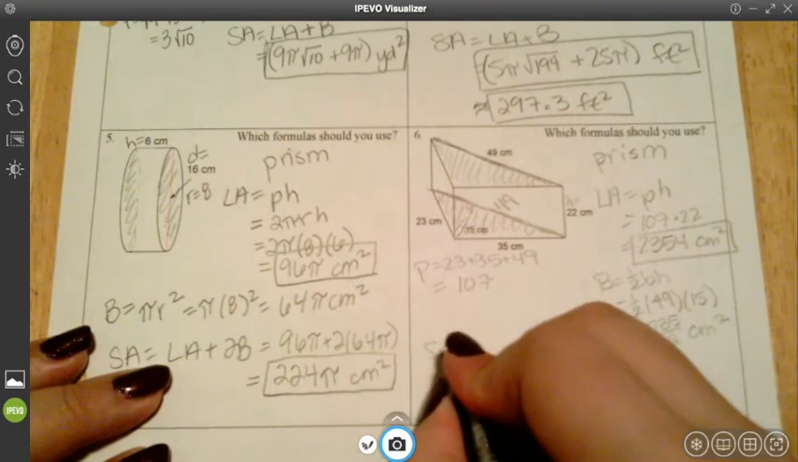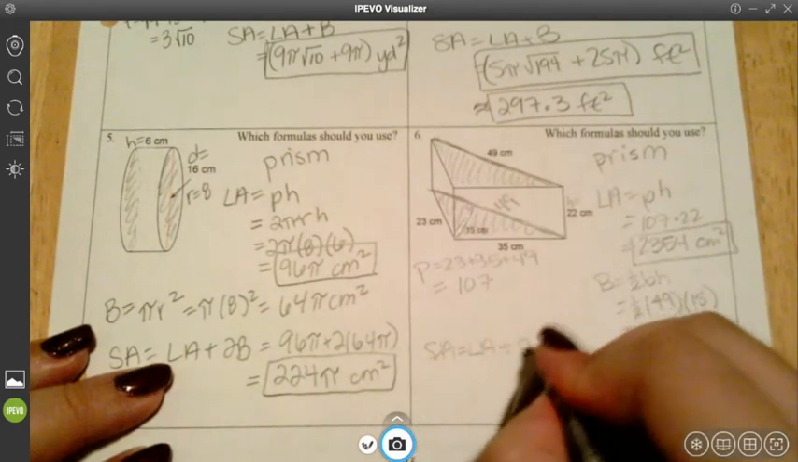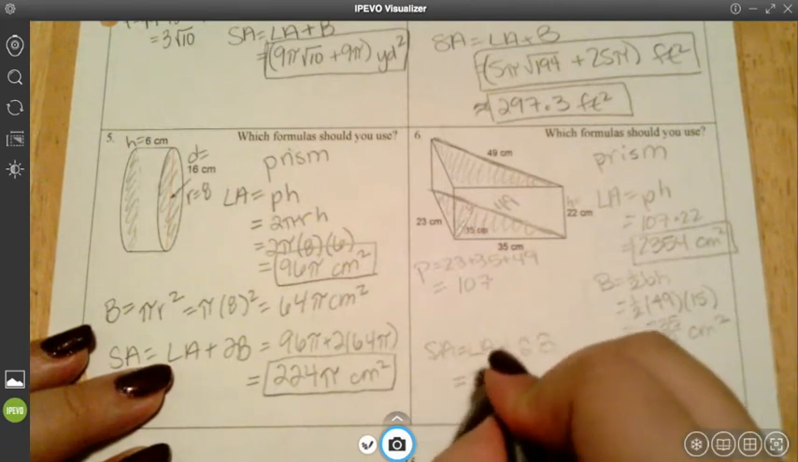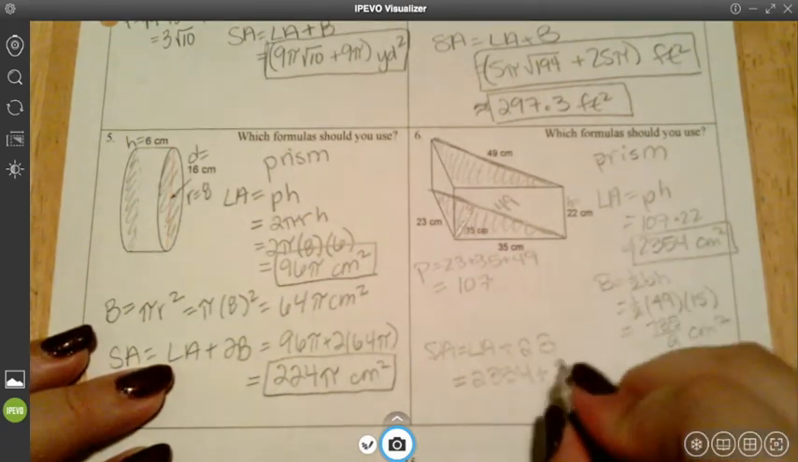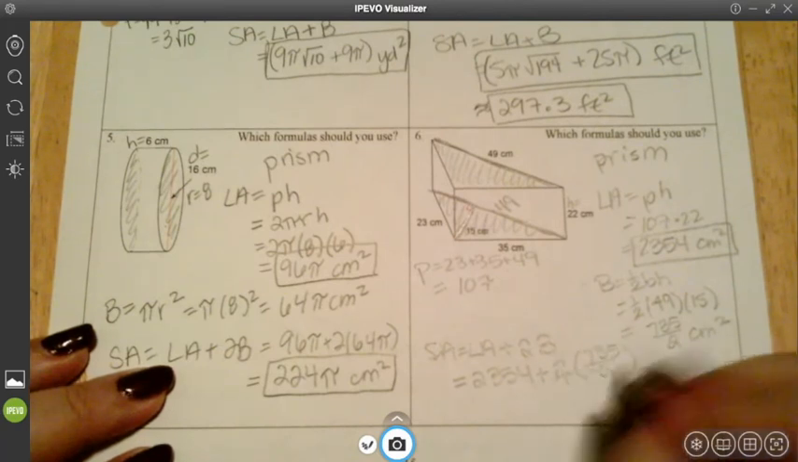Surface area is lateral area plus how many bases? 2 of them. 2354 plus 2 times 735 halves. Cancel, cancel.